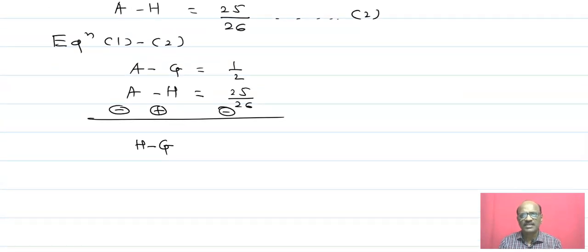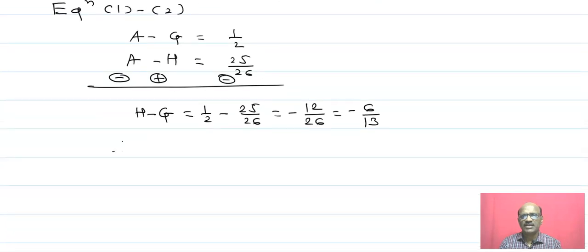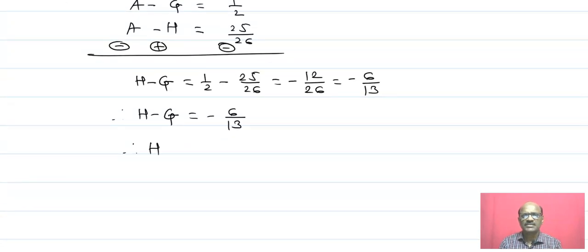Therefore, H minus G is equal to 1 upon 2 minus 25 upon 26. After solving, you will get minus 12 upon 26, that is minus 6 by 13. Therefore, H is equal to G minus 6 upon 13. This is equation number 3.